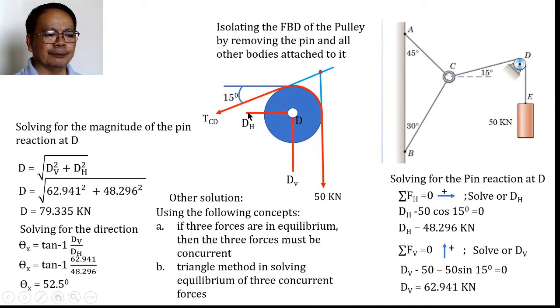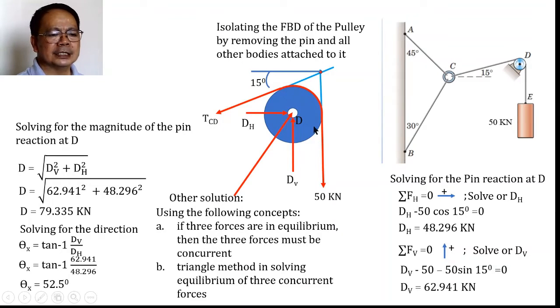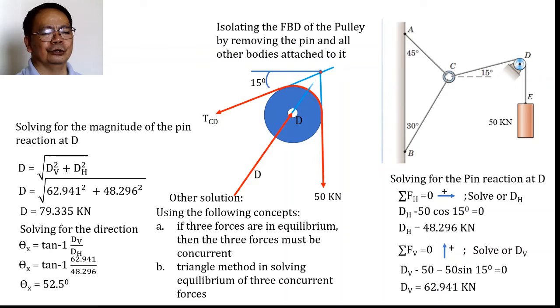If we are to replace dH and dB by a single force representing the resultant, then we expect that this D will pass through this point, because we shall now have three forces that are in equilibrium. We have CD, we have 50, and the resultant D. And we expect that this D will have to pass to this point. Dadaan ngayon siya dito. Makita natin dadaan siya doon. Ayun. Di ba? At dahil meron tayo ngayong concurrent force system, pwede natin gamitan itong tinatawag nating triangle method.